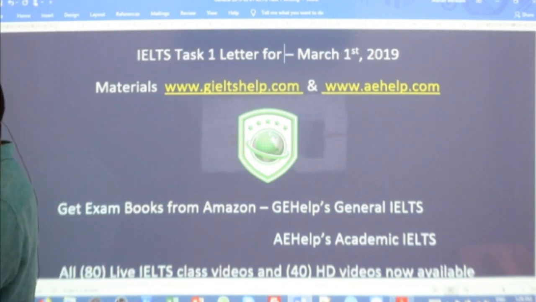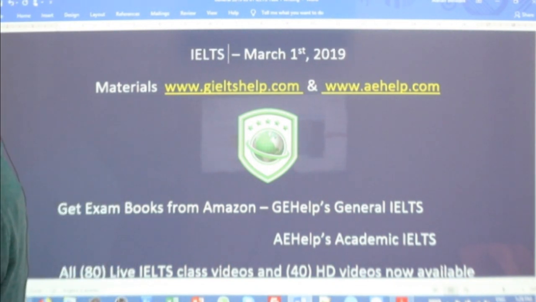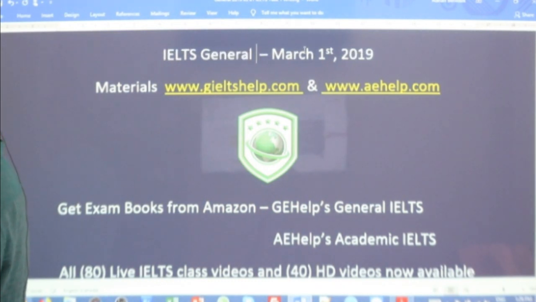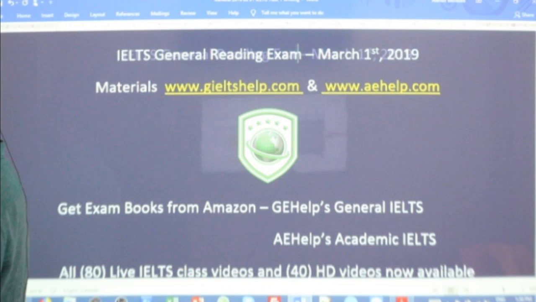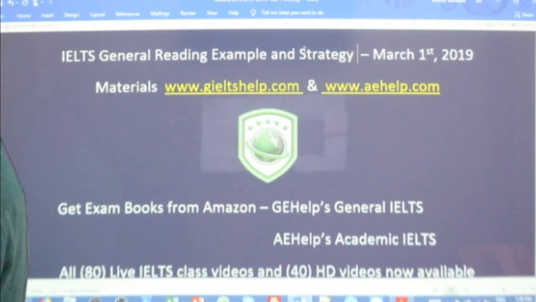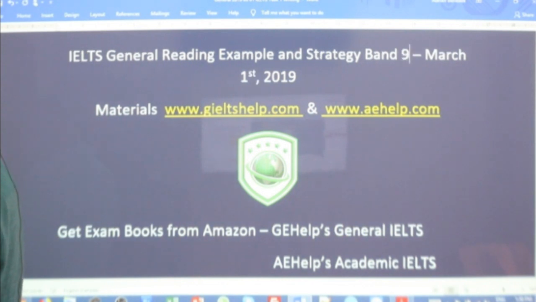Today we are doing IELTS general reading, an example and strategy to help you get that band 9. And today, of course, is March the 2nd.